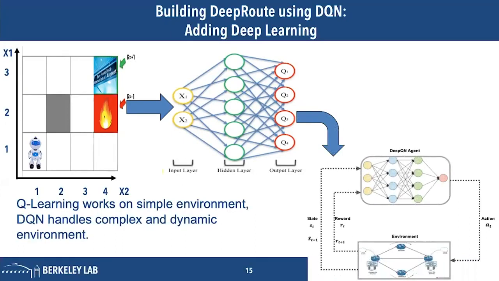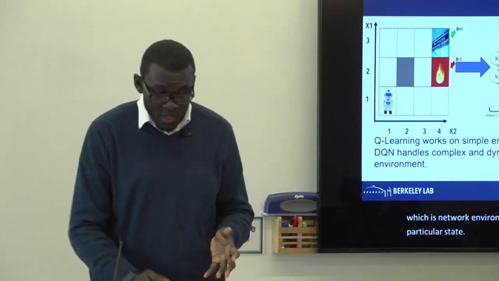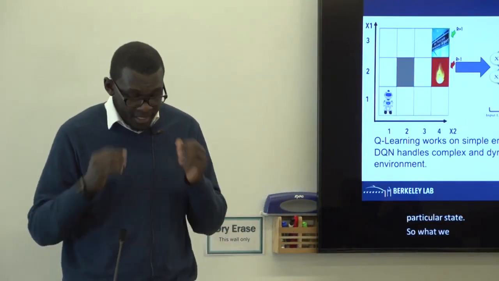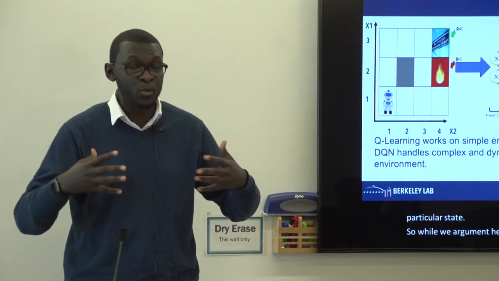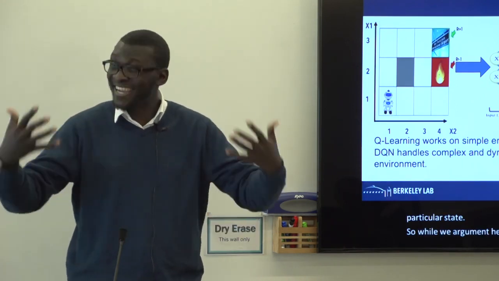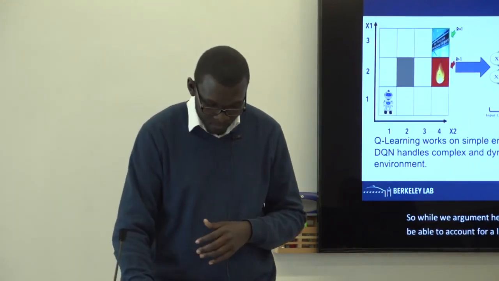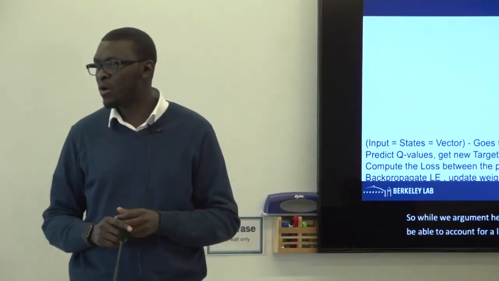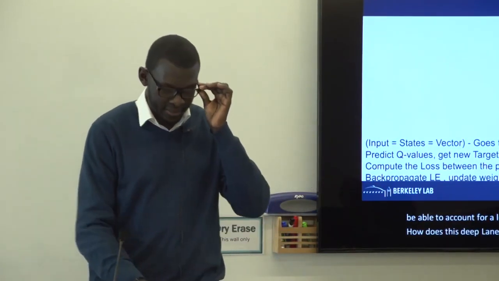So at the end of the day, we came up with this model where we have our DQN agent interacting with our environment, which is a network environment, performing an action, getting a reward in a particular state. Our argument here is deep learning will be able to account for a lot of dynamic and complex scenarios. But how does this deep learning now work? That's the next question I'm going to get asked, right?